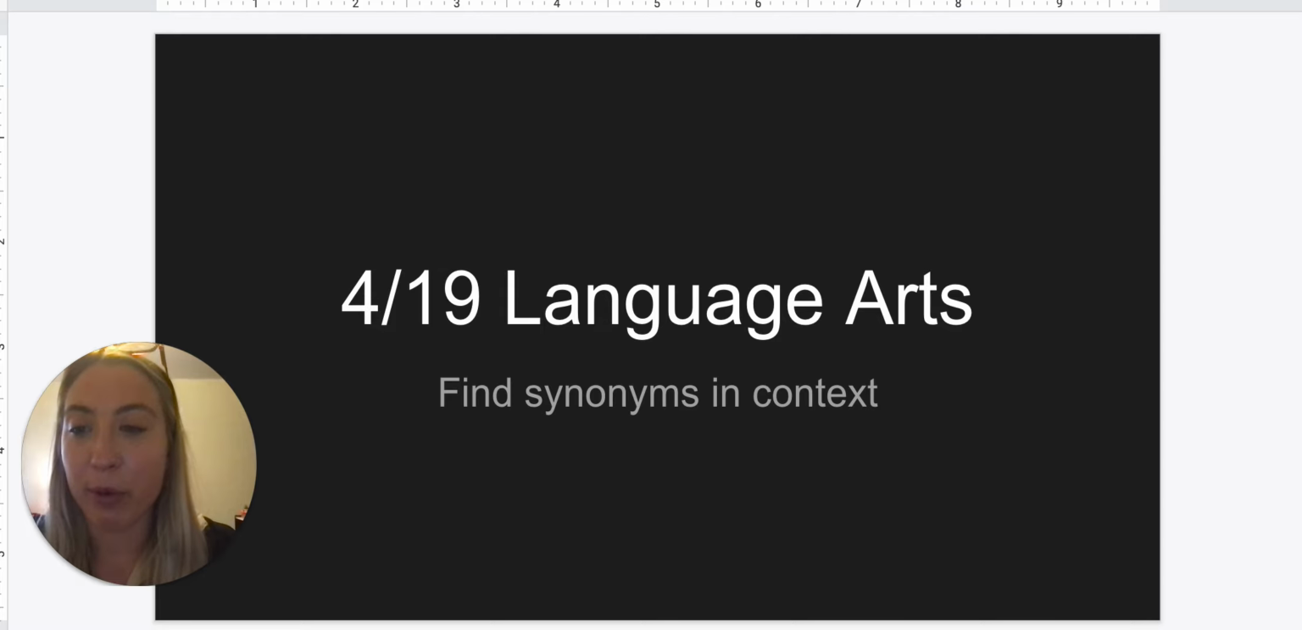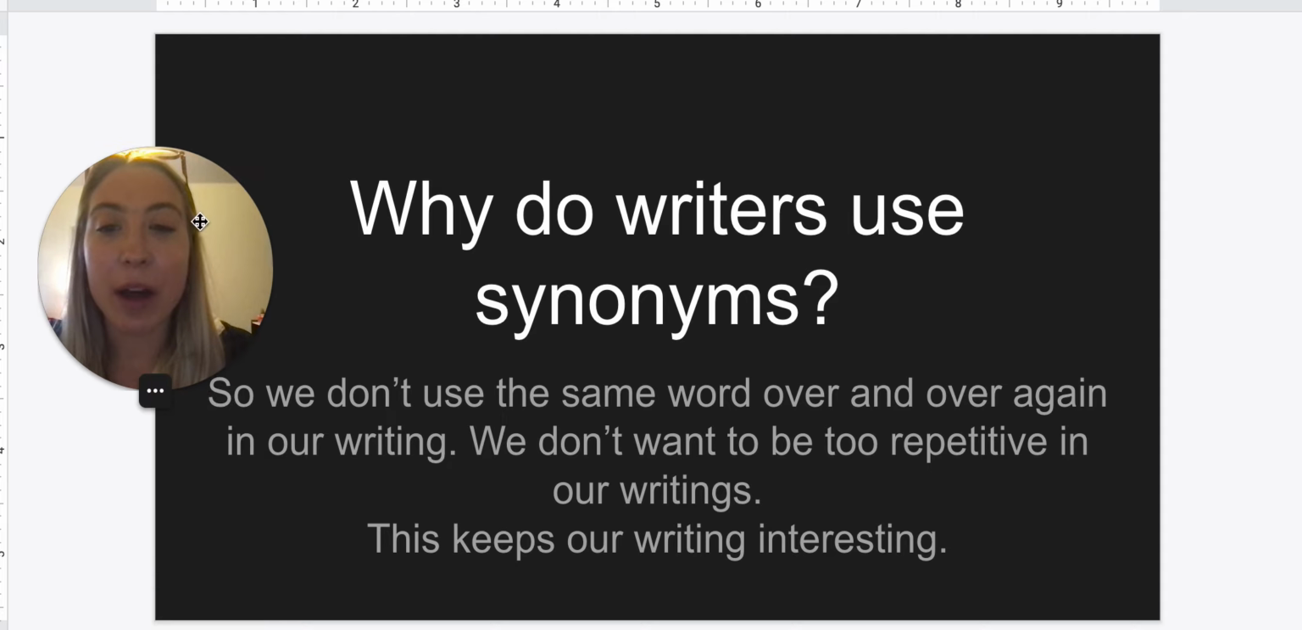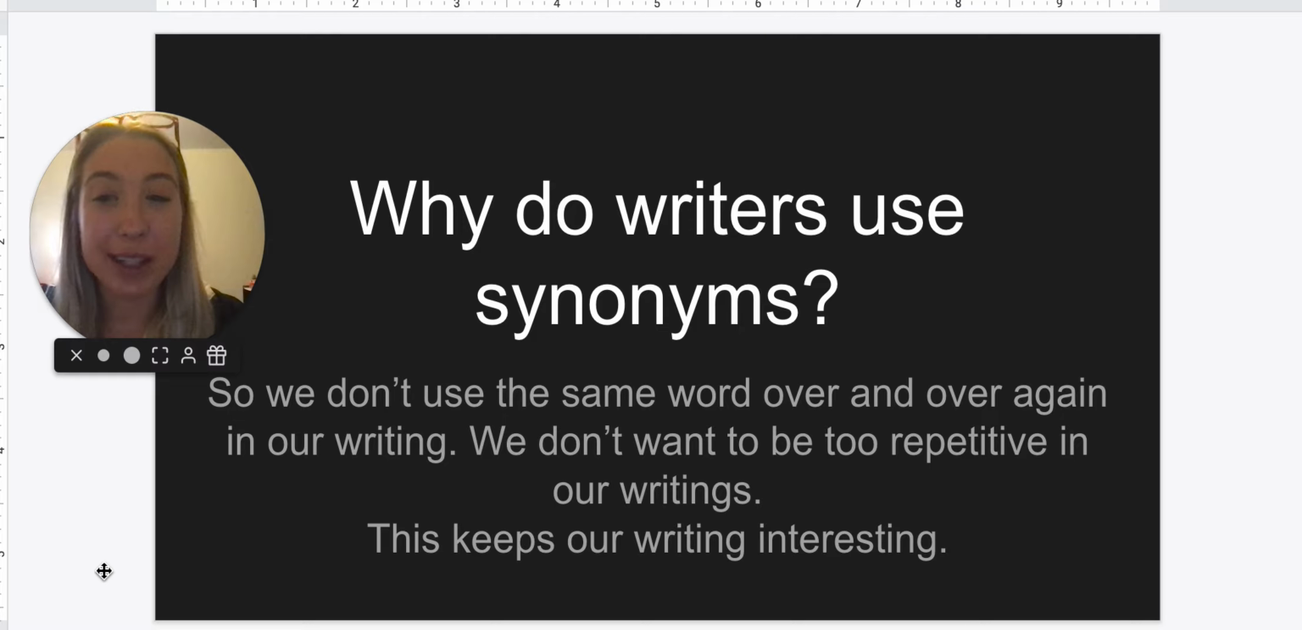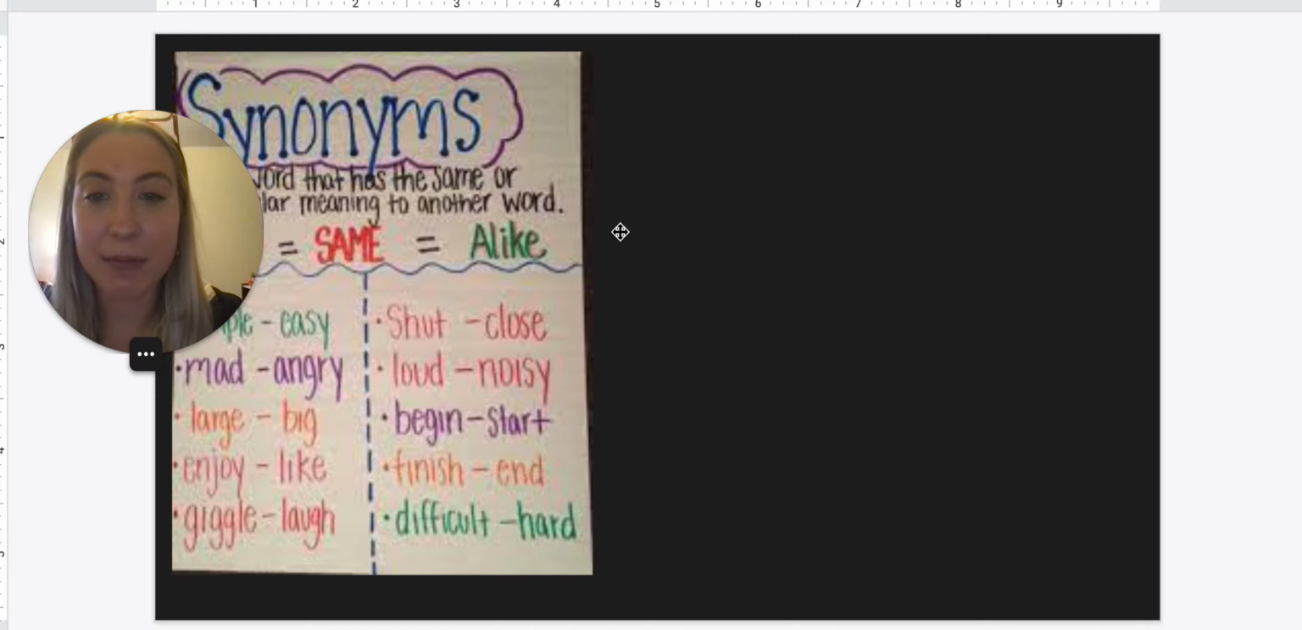So you're probably wondering, why would we use synonyms in context? Well, remember we don't want to use the same word over and over again in our writing. That would make our writing too repetitive. So this will keep our writing interesting. Instead of saying small 10 times, we can use different words that mean small so that our writing always stays interesting.